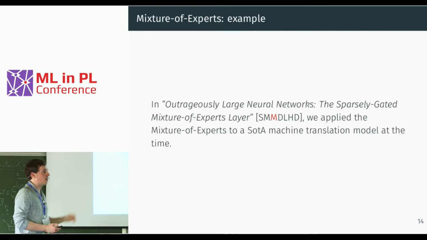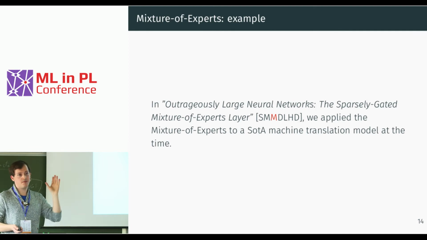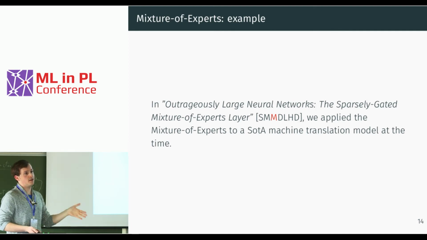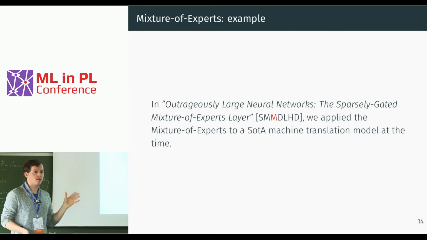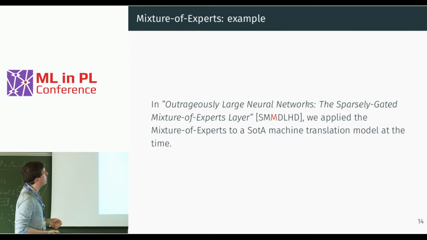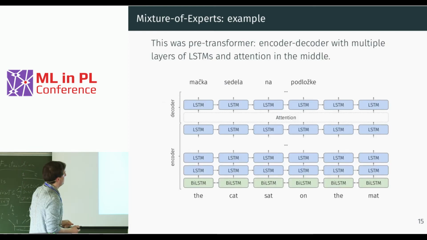Okay, so now for a particular paper, for a particular result. This was a paper from a few years back. We applied this mixture of experts to a state-of-the-art machine translation model at that time. Machine translation means, given a sentence in language A, translate it to a sentence in language B, so that's NLP. I think it was English to German or English to French. I'm saying state-of-the-art at that time because it was pre-transformer. It was before the transformer model was introduced.